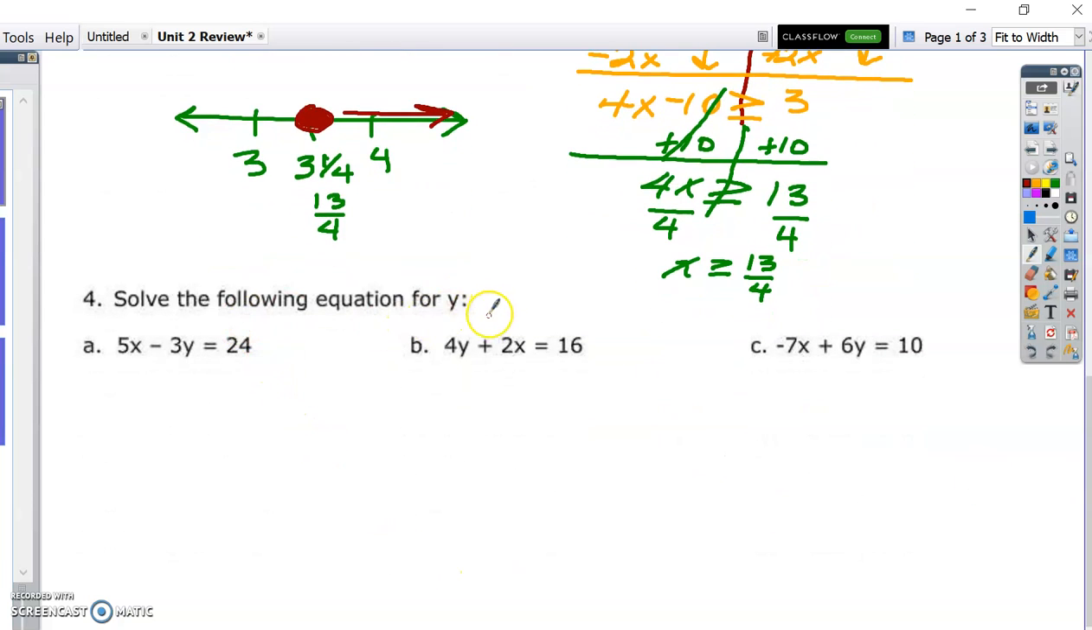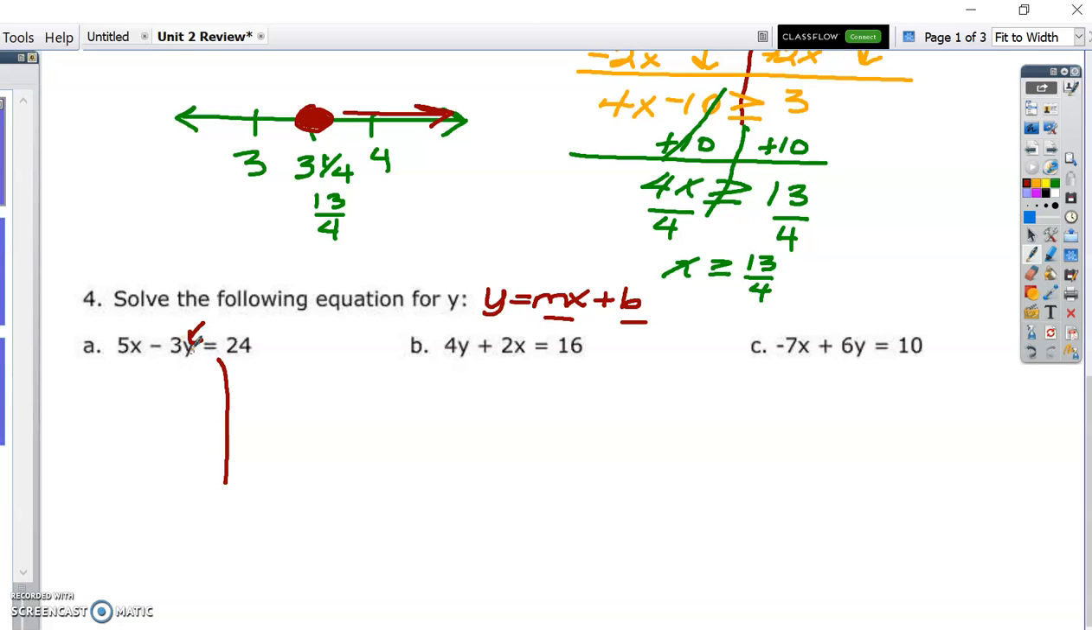All right, these are solved for y, right? And when you're solving for y, we are going to be writing it in y equals mx plus b, which is your slope-intercept form, right? There's my y, there's my slope, and there's my y-intercept. So again, you just draw your line.